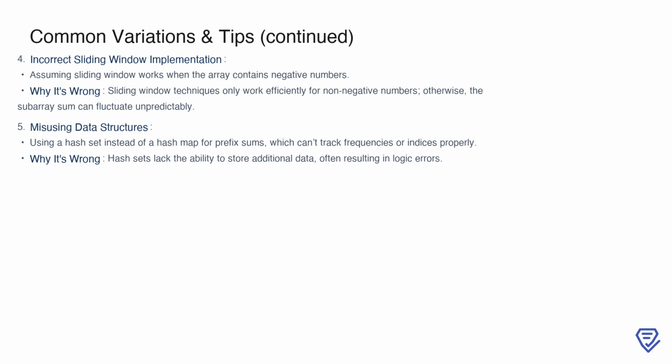It's also easy to misuse data structures, particularly when working with prefix sums. For example, using a hash set instead of a hash map can cause issues because hash sets don't store extra information like frequencies or indices. This limitation can lead to logical errors since tracking the frequency of prefix sums or their positions is often critical to solving the problem correctly.